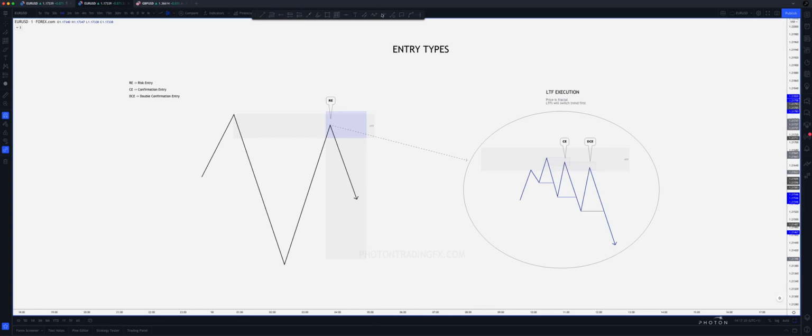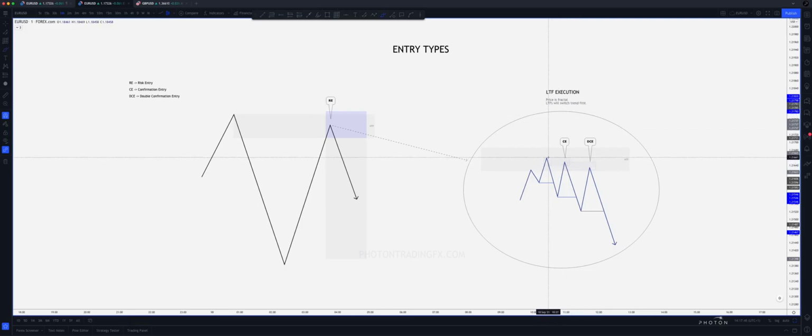Now a confirmation entry or a double confirmation entry is essentially where you would drop down to a lower time frame once price enters your higher time frame POI. So in this case, the minute that price gets to here, where this orange line is, the very edge of our higher time frame zone, I would have an alert that would ping off. I would then drop down to my lower time frame, my execution time frame, whatever that may be.